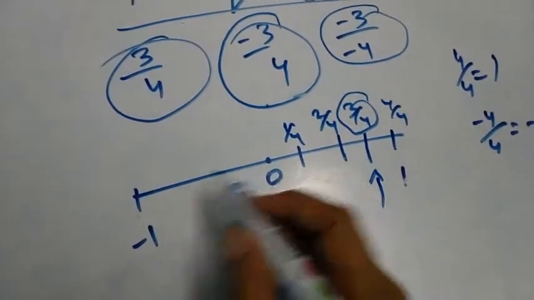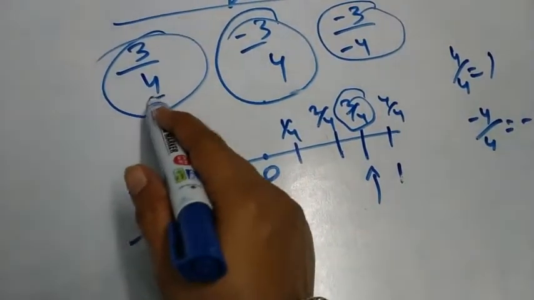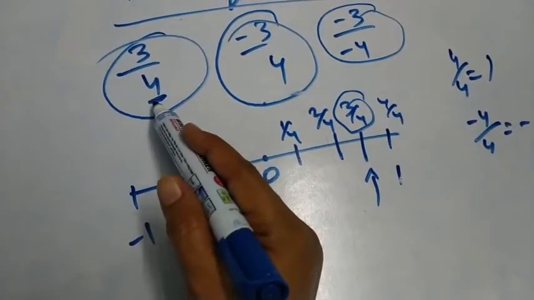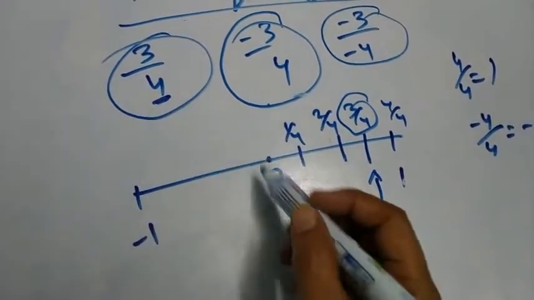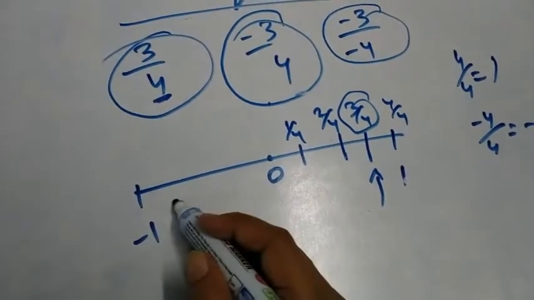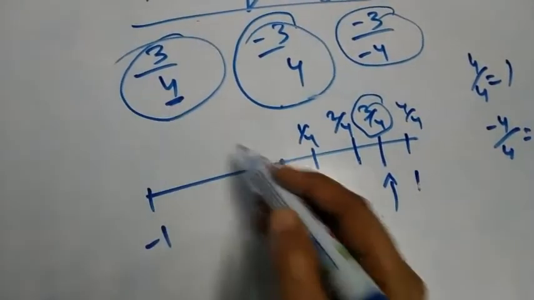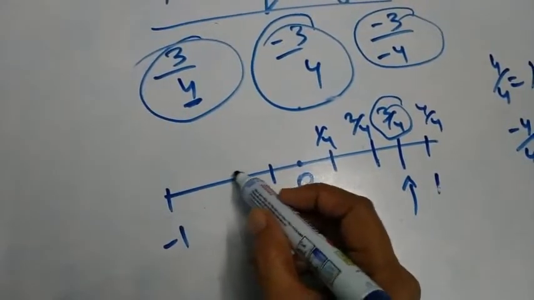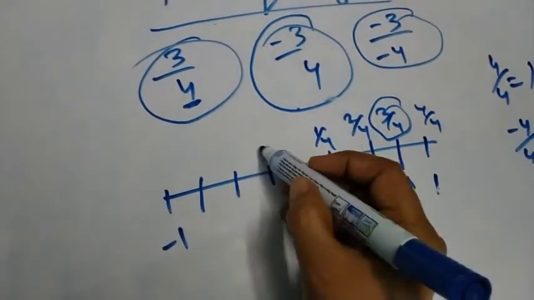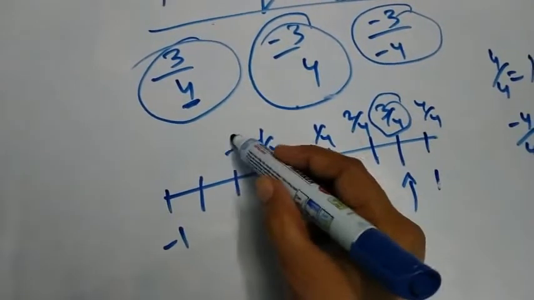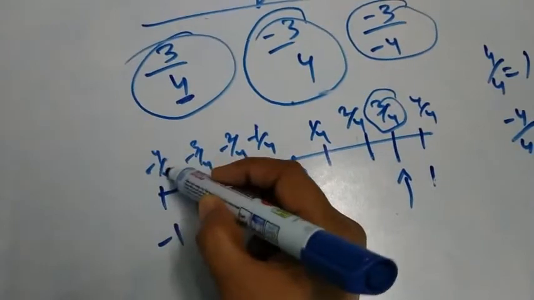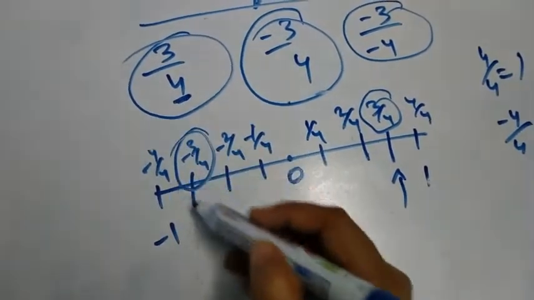Now again we have to divide the line as per the denominator. Whatever denominator is given, if 8 is given we divide it into 8 parts, if 5 is given we divide it into 5 parts, but 4 is given, so we will divide it into 4 parts. This is -1/4, -2/4, -3/4 and -4/4. So the required point is -3/4.